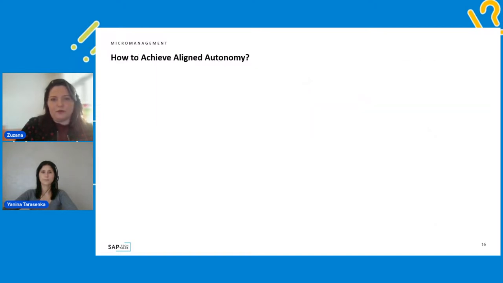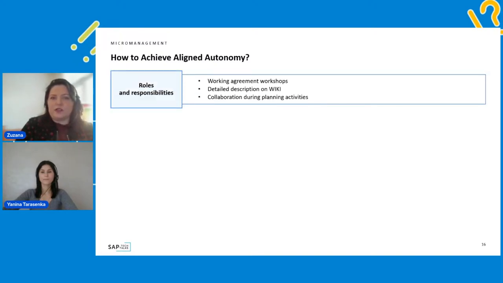How to reach this aligned autonomy in your team? And I have another question for you. How many times did you reach out to your Scrum Masters, Agile Coaches, sorry? Do you also check some Agile communities? Your Scrum Masters could help you with the following steps. First, try to establish clear roles and responsibilities by conducting working agreement workshops. This will ensure that everyone understands their individual task and how they contribute to overall team success.